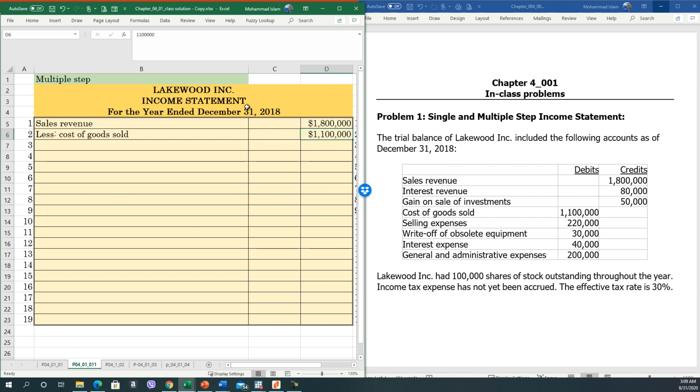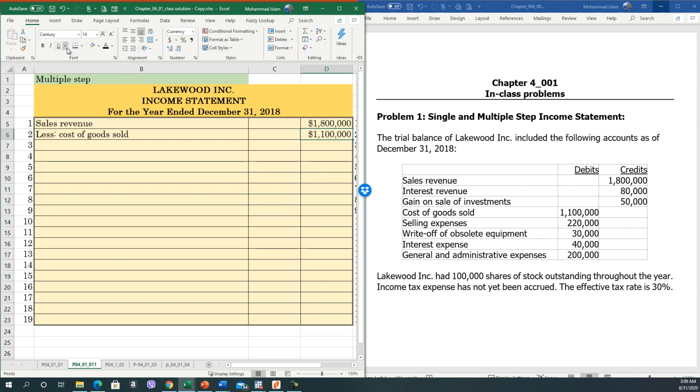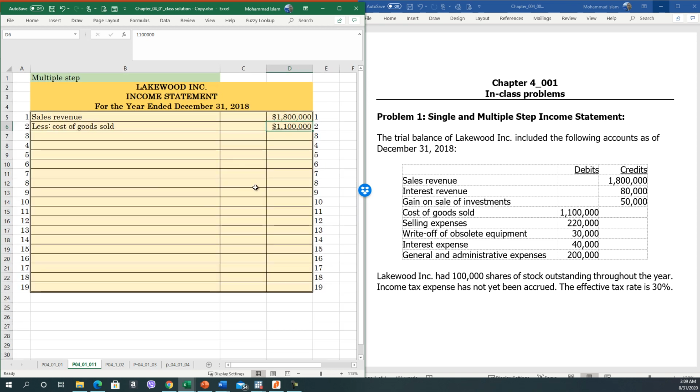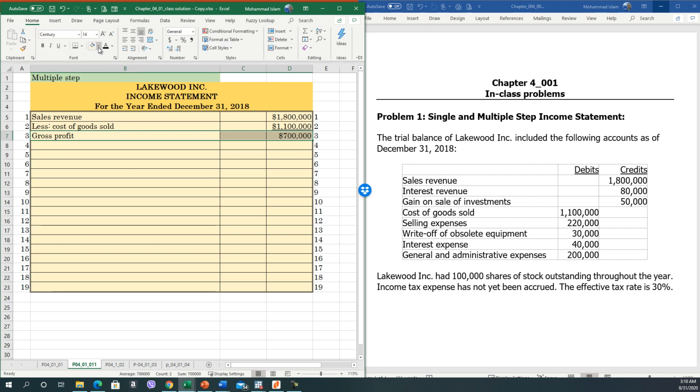Okay, after subtracting the cost of goods sold, what we have is gross profit, which is equal to this one minus D5 minus D6. So this one is our gross profit. Let's make a different color step by step, so it will be helpful for us. This one is our gross profit.